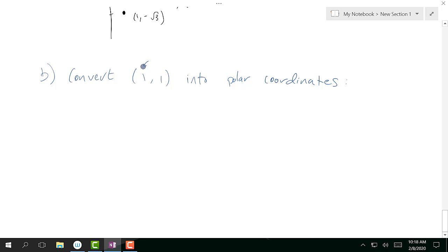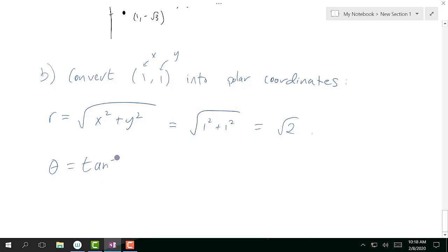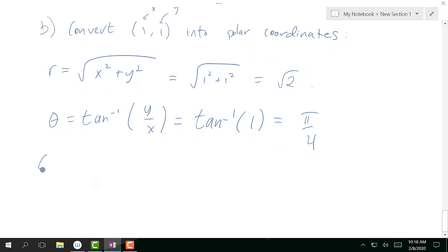If we're converting into polar coordinates, what we have right now is rectangular coordinates x, y. So I'm going to say that r is equal to the square root of x squared plus y squared. This is the square root of 1 squared plus 1 squared, which equals root 2. Then theta is the inverse tangent of y over x, which in this case is just inverse tangent of 1. We know that's pi over 4.